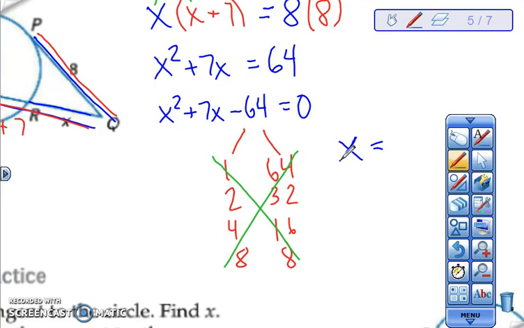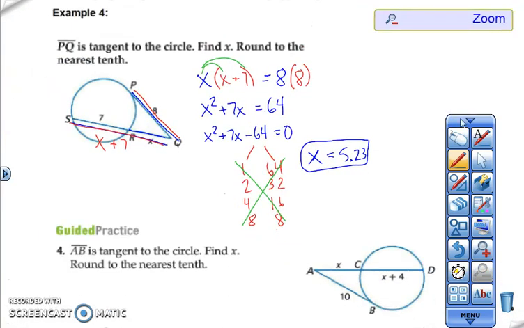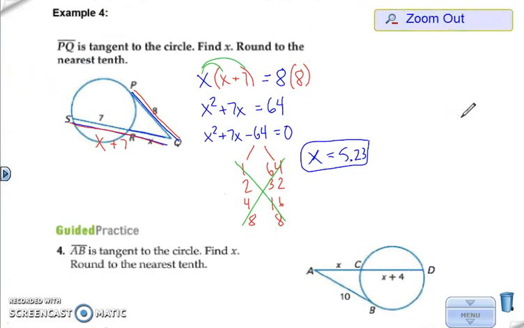And it tells me that that happens at x equals 5.23. There's also a negative solution, but it wouldn't make sense for RQ to be a negative number, so that's got to be the correct answer.